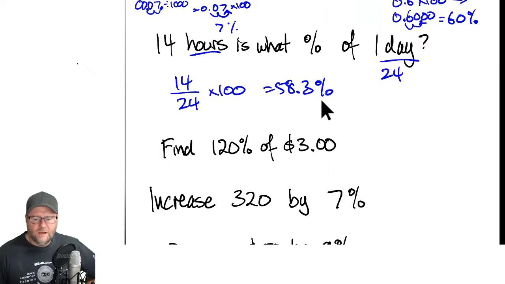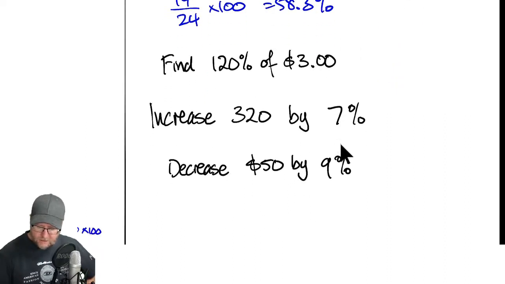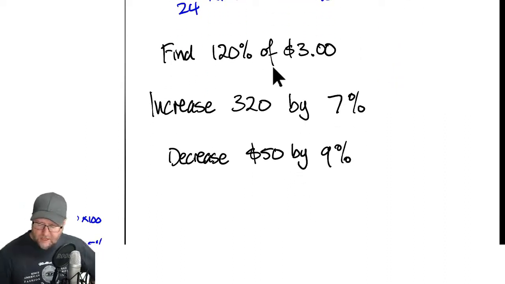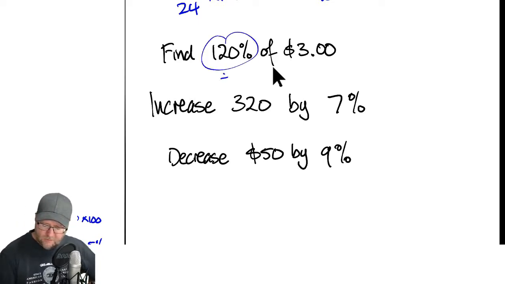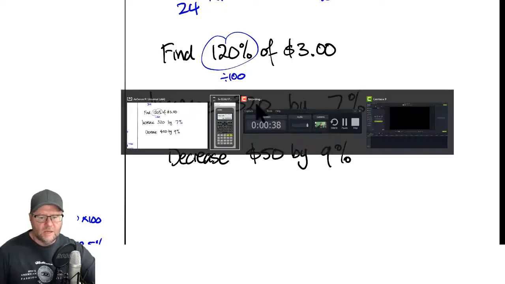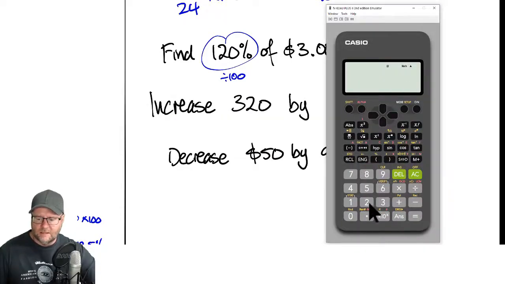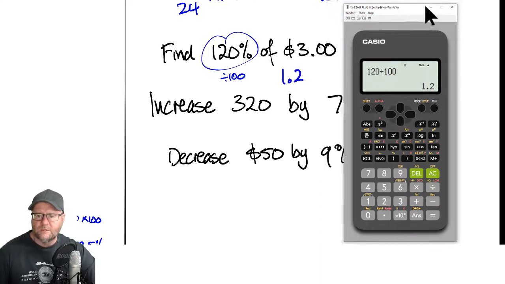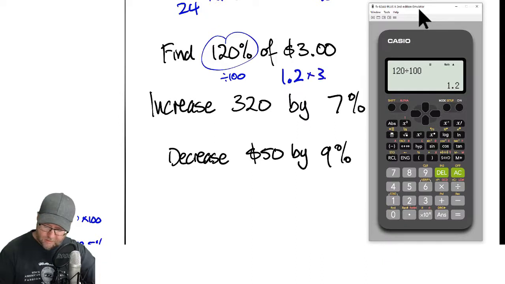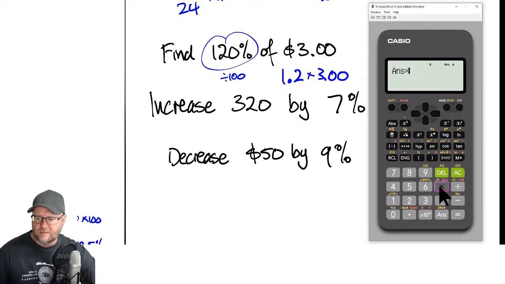All right, find 120% of $3. Let's just zoom that up a bit. We are nearly finished now. Now, remember I said we never ever use the percentage value. We always convert it to a decimal first by dividing it by 100. Now, if you can't do that without the calculator, let's do it with the calculator. 120 divided by 100 to turn it into a decimal is 1.2. And that 1.2 is the number that we multiply our original amount by. So 1.2 multiplied by 3, so we can do that in the calculator, equals 3.6.